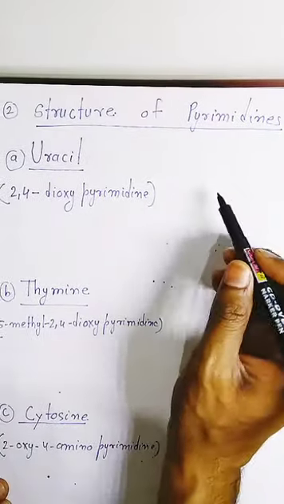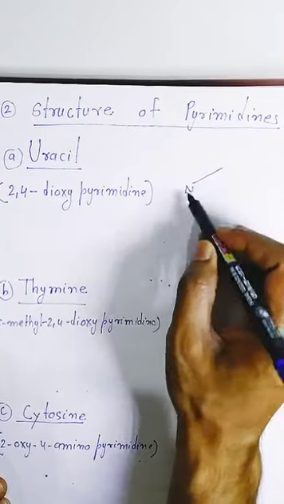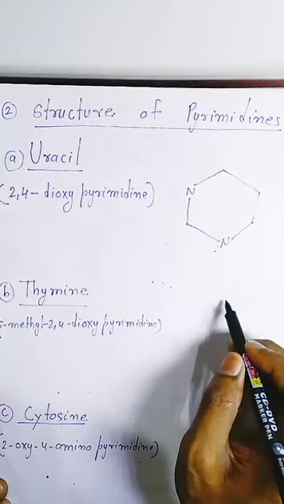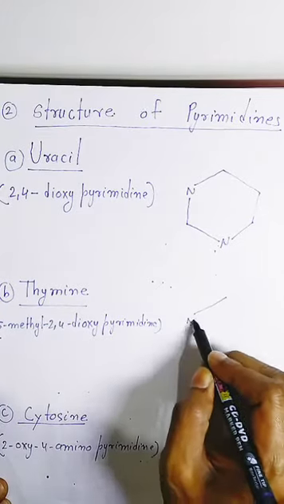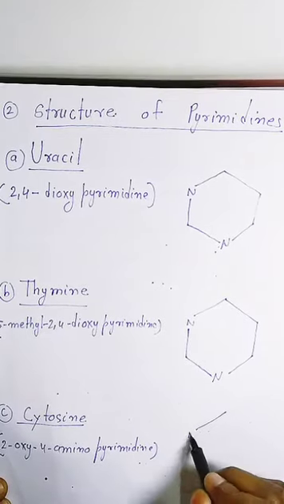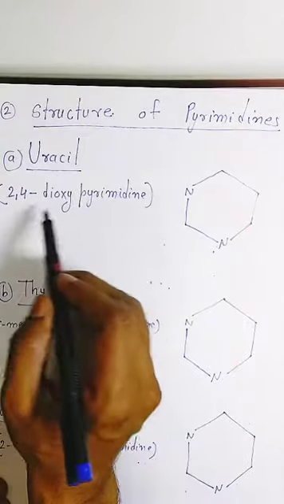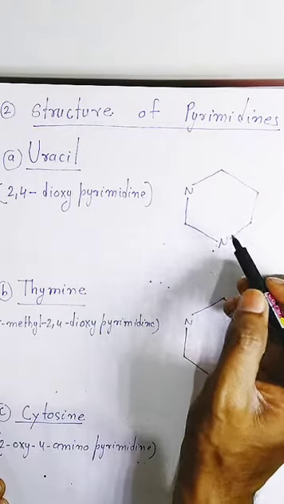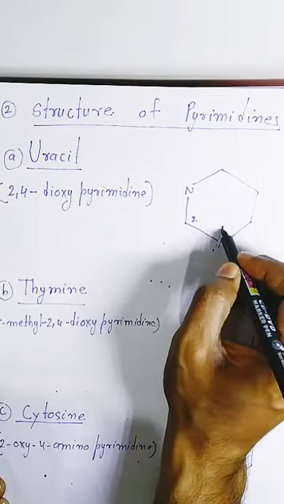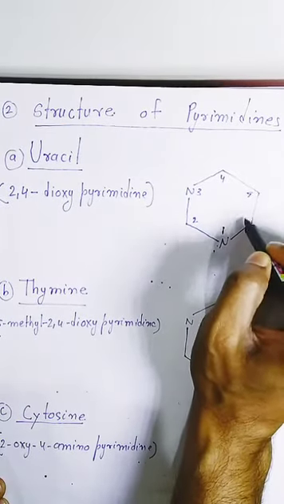Now students, how to draw the structure? First we make the pyrimidine ring. In the ring there are only 2 nitrogens in all of them, so make the 2 nitrogens. Because of 2,4-dioxy, you have to start the numbering from this carbon. This nitrogen will be the first, second, third, fourth, fifth, and this is the sixth one.